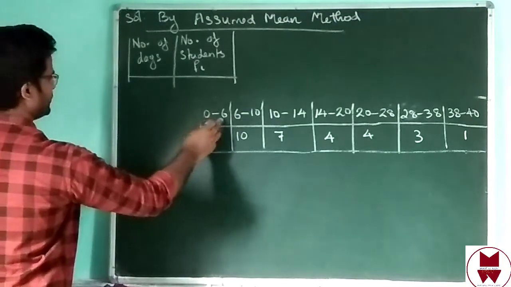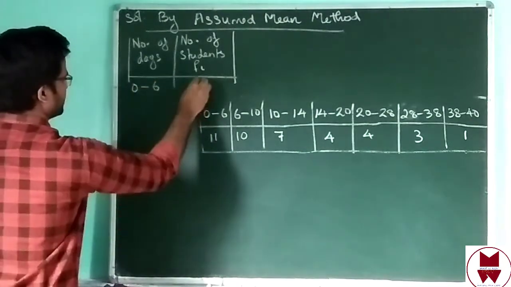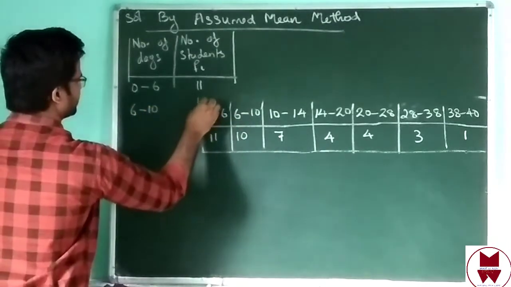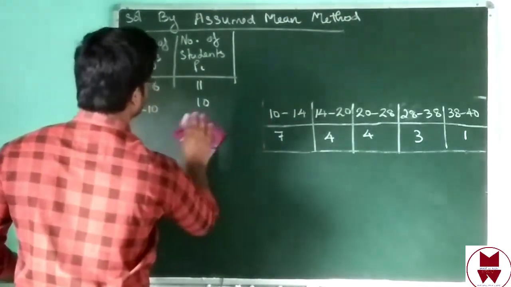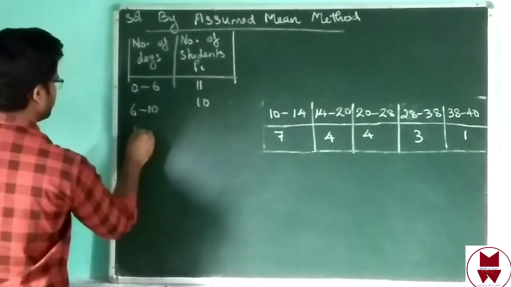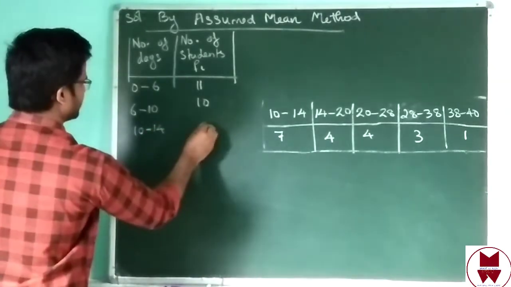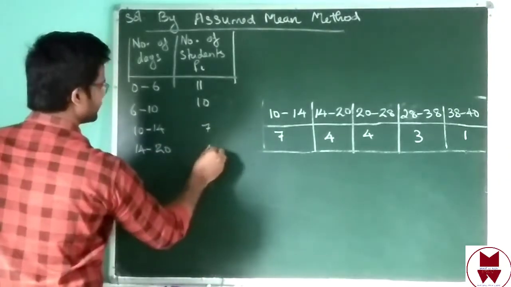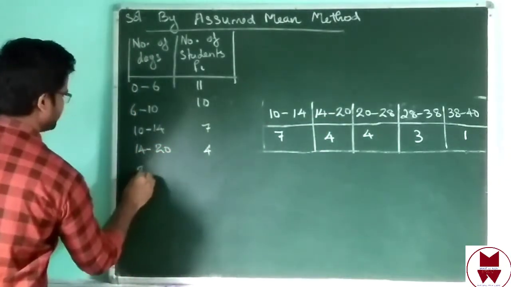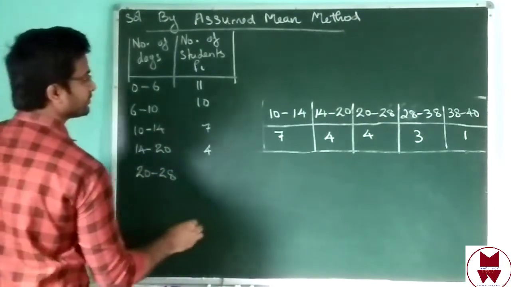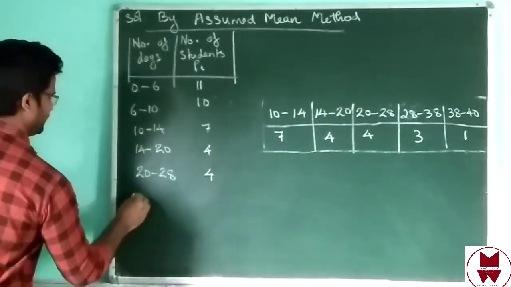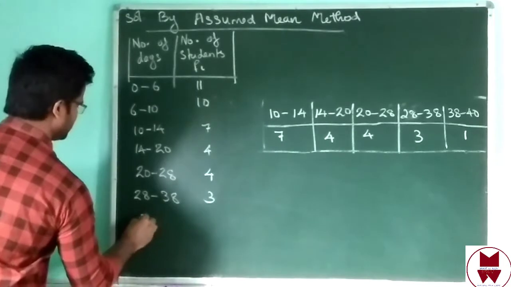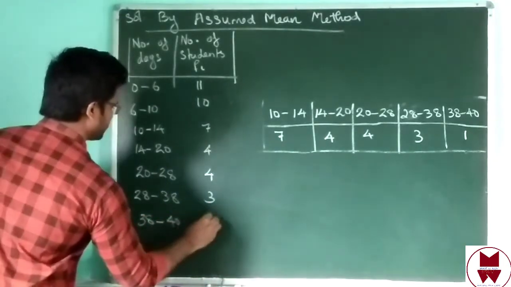Number of days: 0 to 6, frequency 11. Then 6 to 10, 10. 10 to 14, 7. Then 14 to 20, and 20 to 28, 4. Then 28 to 38, 3. 38 to 40, 1.